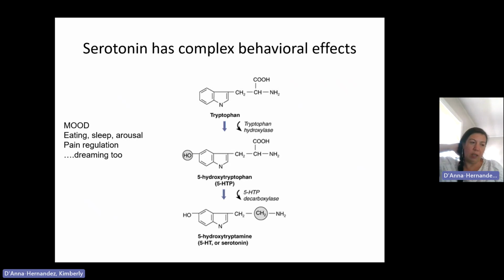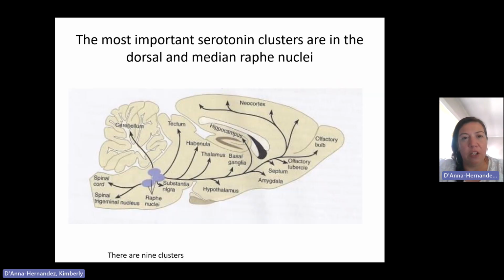And so things like ecstasy and LSD are serotonergic agonists, and I guess some antagonists too, but that accounts for the visual effects that folks see when they take those medications.